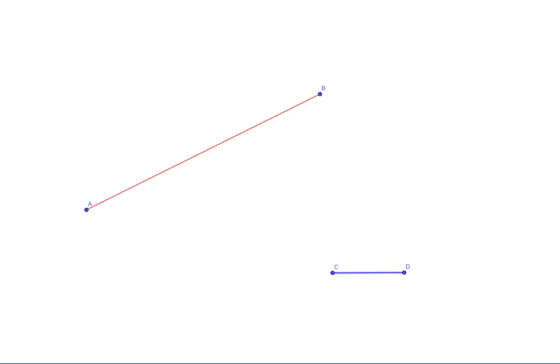So our job in proposition 3 is to find a point on this line segment AB that gives us a line segment between A and the point that we find, so that that line segment is congruent to our line segment CD. So how can we go about doing that?